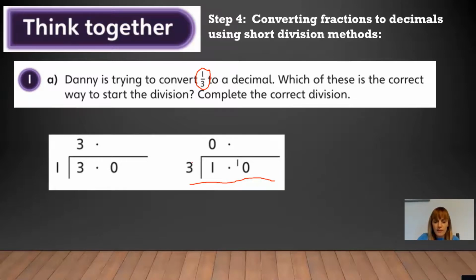So the first bit's already been done for us. So we don't need this one at all. We can just cross that off because that one is not right. So how many groups of 3 go into 1? Well, there aren't any, so we carry on with our 1.